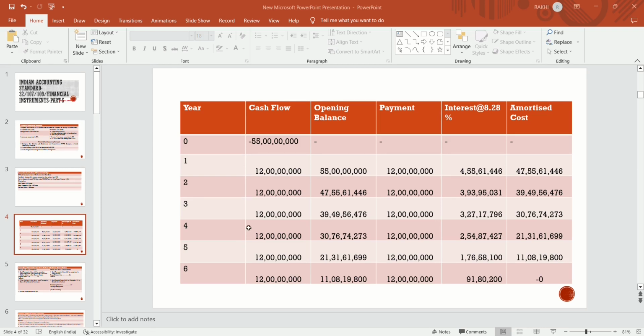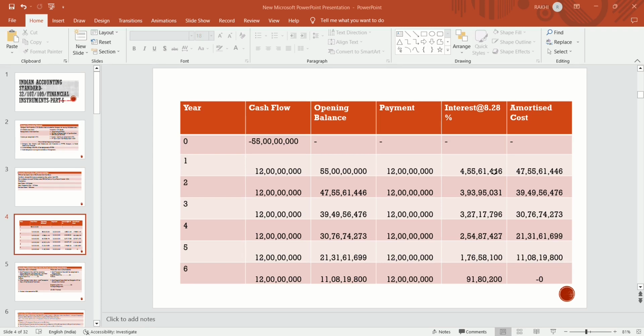Opening balance is 55 crore where interest is to be calculated at the rate 8.28%. Now on opening balance we have to calculate the interest component at the rate 8.28%. Like in this case we had calculated on opening balance at the effective interest rate 8.28%, which becomes 4 crore 5561 446, which becomes the interest element.